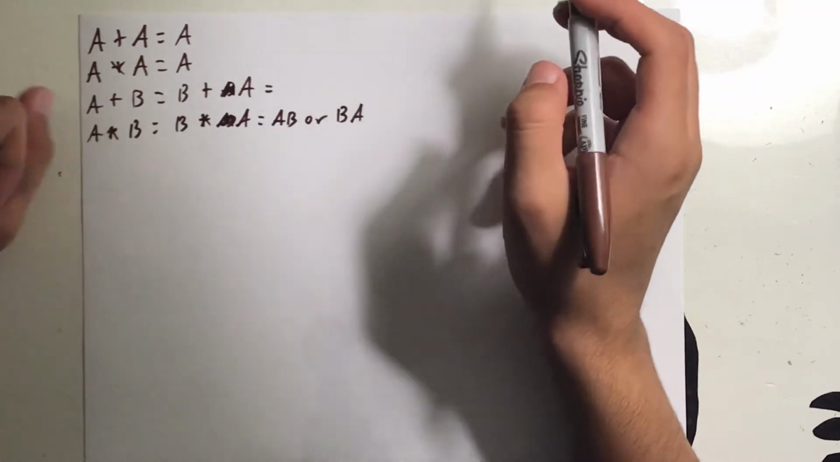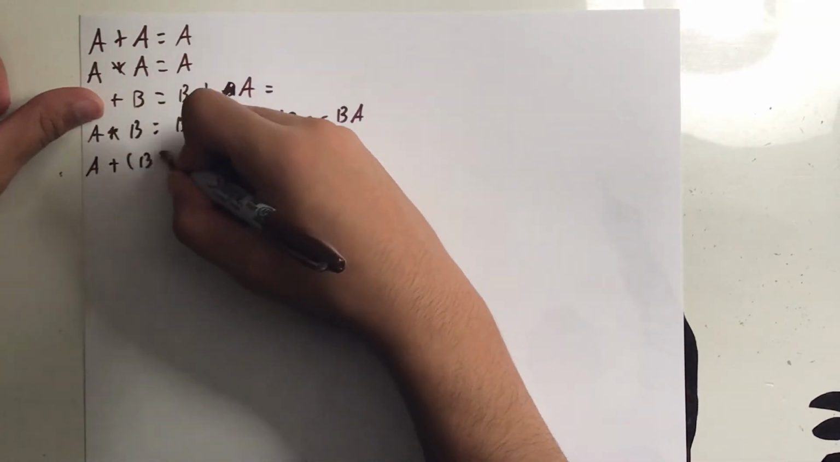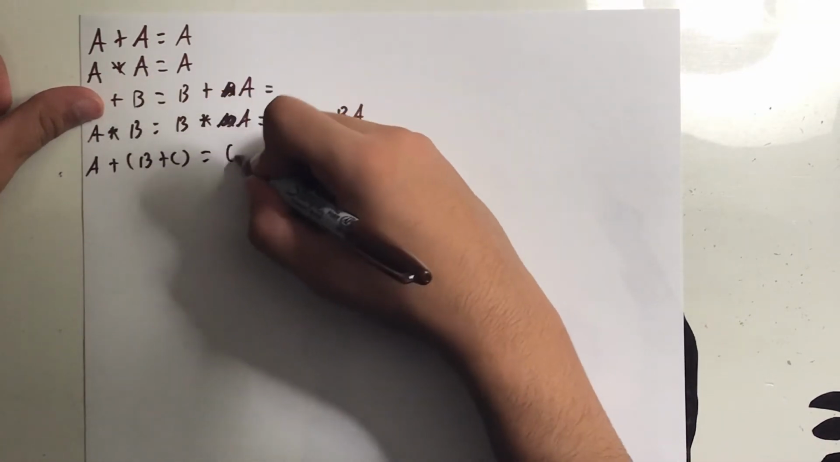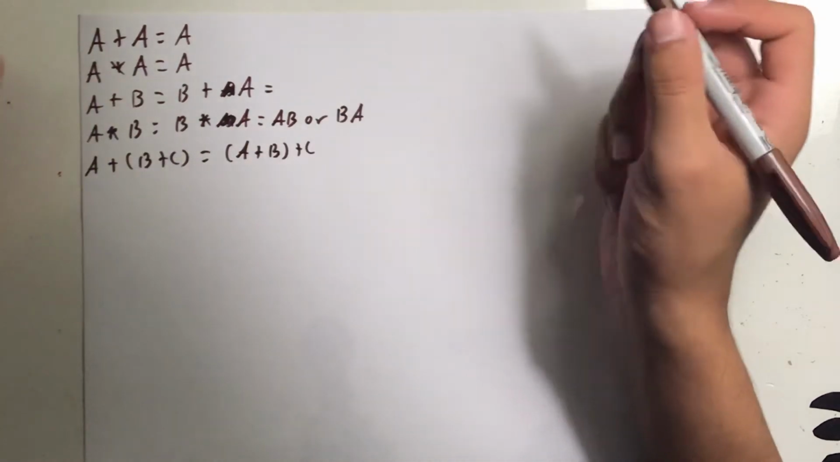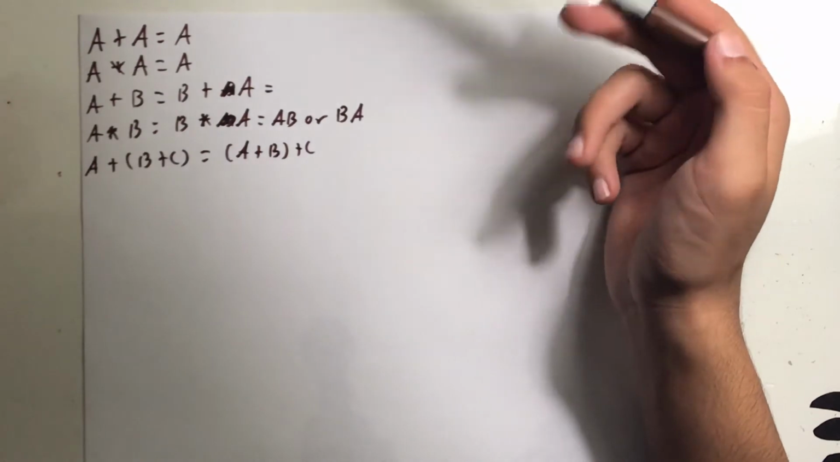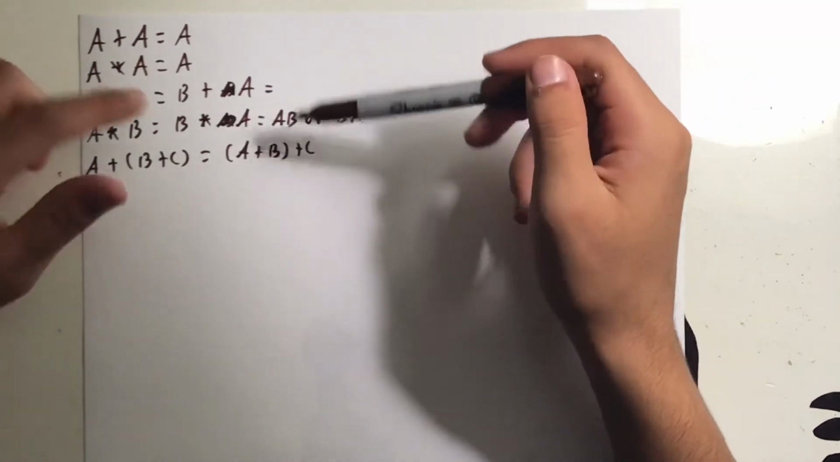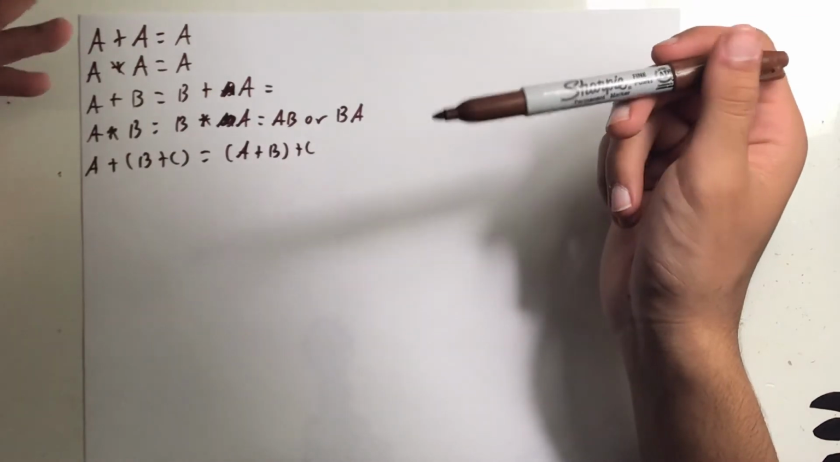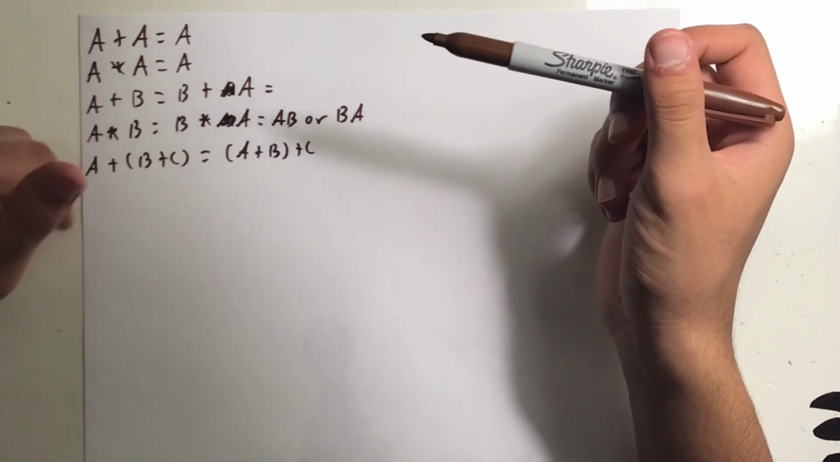Next thing is the associative law. A plus B plus C equals A plus B plus C, grouped either way. So when you're evaluating and you think it'll be easier to evaluate this part than that part, you could just use the associative law. Same thing works with multiplication.